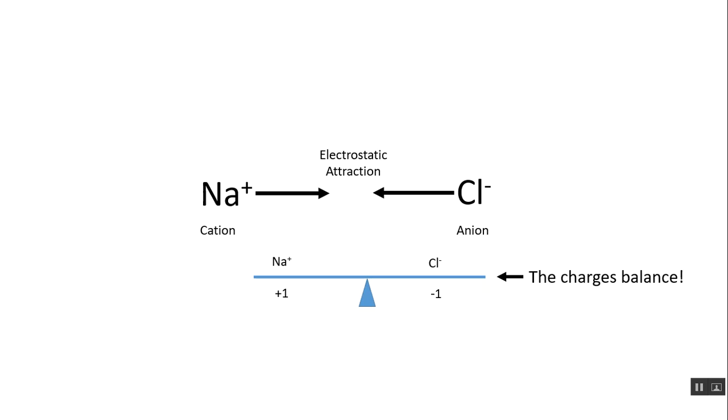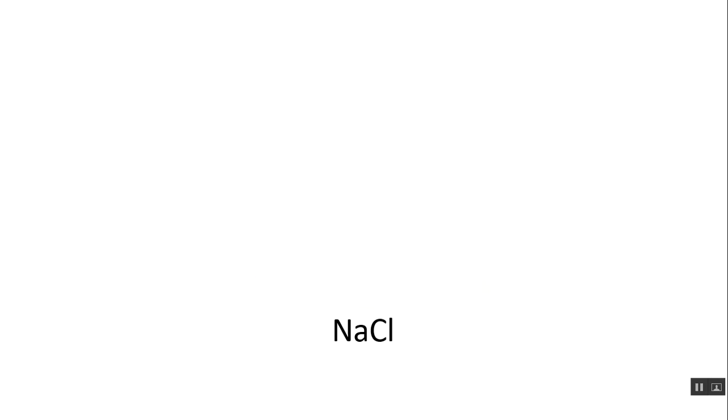Because they are balanced, we can put them together in a formula. We get rid of the charges and we bring together how many different atoms we have. We have 1 sodium atom and 1 chlorine atom, so we can write them in a formula as NaCl. Because the charges balance out right away, the formula just becomes 1 Na, and we write it as Na, and 1 Cl.